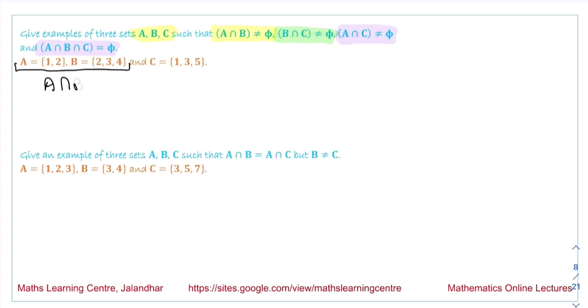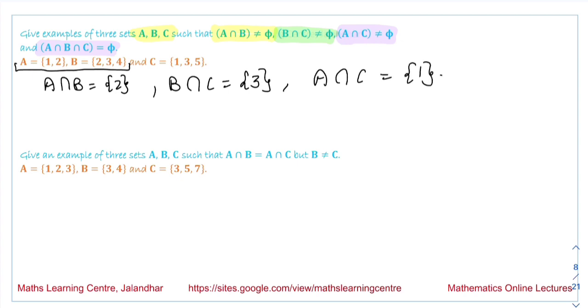We are writing A intersection B is equal to 2. When we look at B intersection C, that is equal to 3. And when we look at A intersection C, that is equal to 1. This 1 is a common element between these two. We have 2 as a common element between these two. And we have 3 as a common element between these two sets.